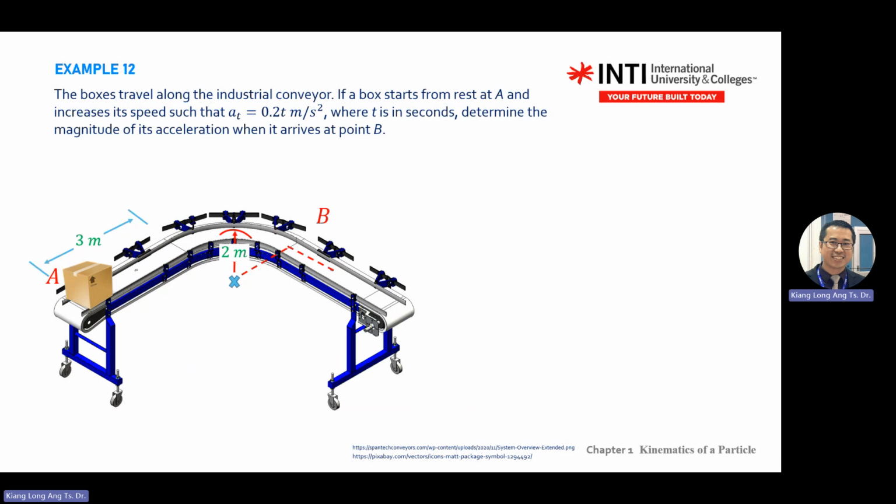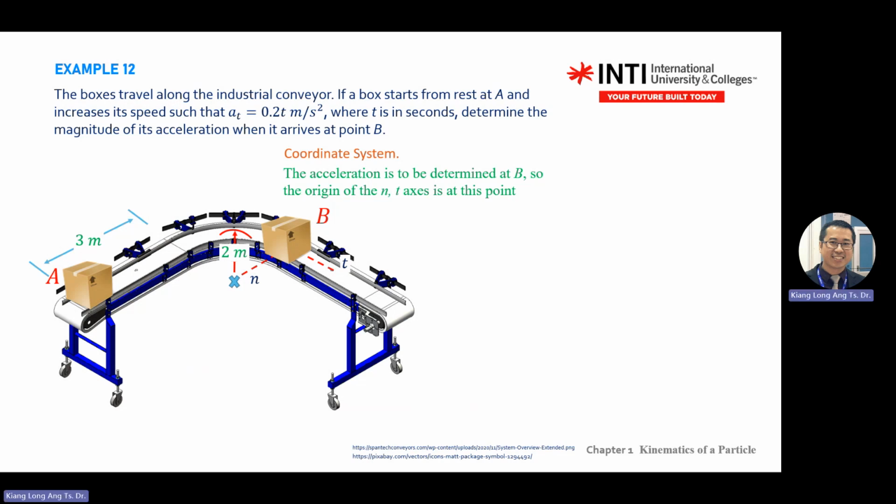So A to here is 3 meters. This one is in a straight line. The box starts from rest at A, increasing its speed such that AT equals this. Okay, all right. So how do you start? You start by labeling the coordinate system, the center of the curve, and where the N and T are.